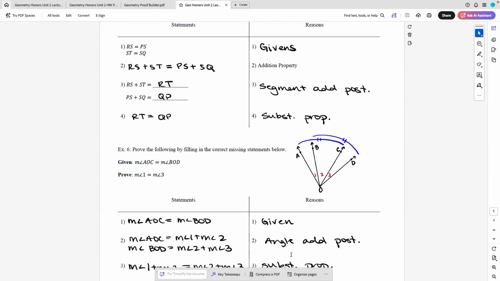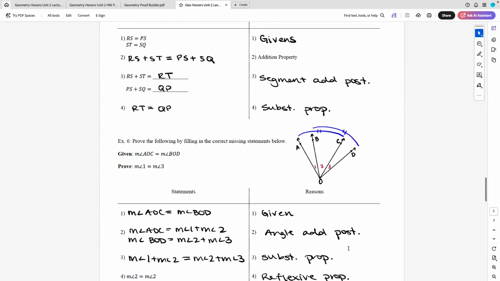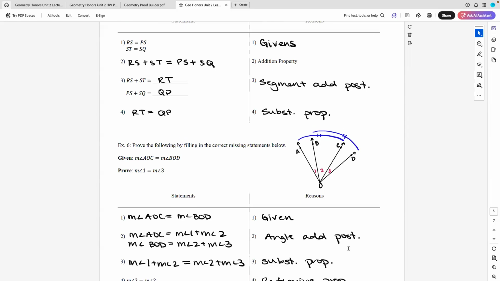Because now I know that angle 1 plus angle 2 is equal to angle 2 plus angle 3. Because if these are already equal, then these are equal. Now, this is the part that's kind of funny a little bit. Division. Substitution.